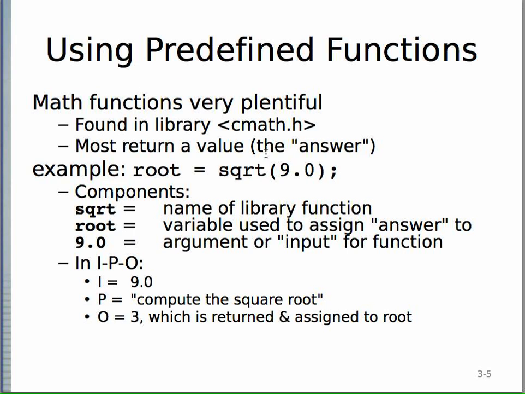And so what are the components of this? There's a name, square root, it's the name of the library function. You return some value, you store it in some variable. So root just happens to be the variable that we are using to store the result of the square root call. And then the input in this case is a 9.0, a double precision number. This is called the argument, or the input for the function. So in this IPO, or input process output model, I is 9.0. Processing, what do we do with that? We compute the square root somehow, and the output O is 3.